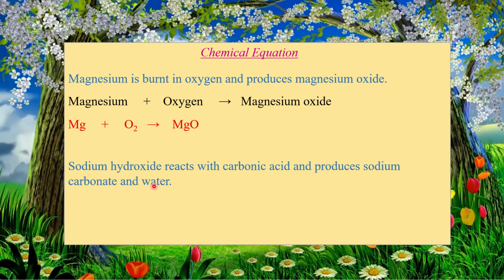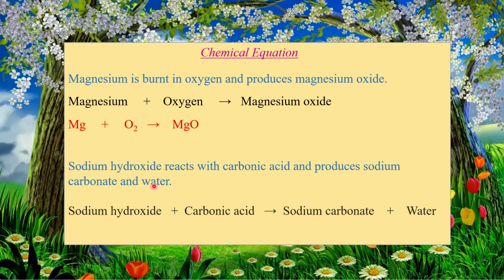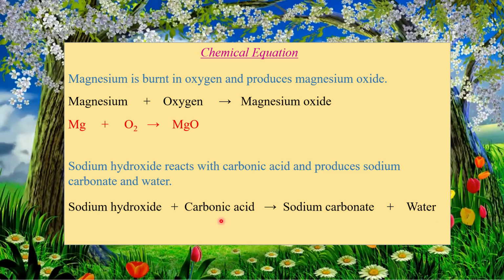So, on the left side, we will write sodium hydroxide plus carbonic acid, and after the arrow sign, we will write sodium carbonate plus water. We know the formula of all of these: sodium hydroxide, that is NaOH, plus carbonic acid, that is H2CO3, and one arrow sign is here. Then the products are sodium carbonate, Na2CO3, plus water, H2O.